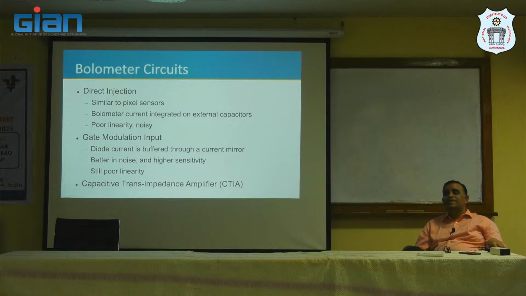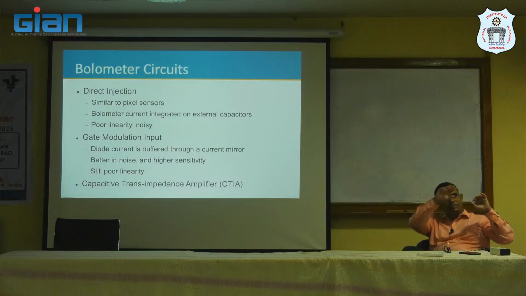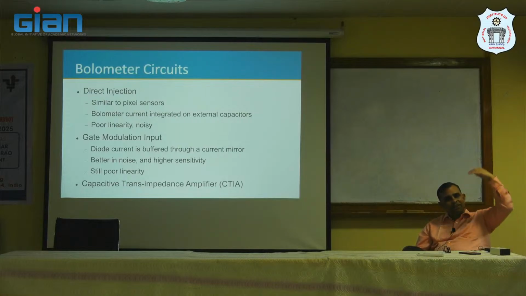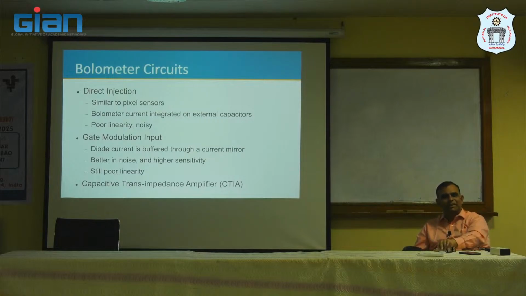So direct injection circuits are very similar to pixel circuits. We designed a pixel circuit in the lab yesterday, right? We had a diode and a few transistors. For bolometers, you can design the same kind of circuit. You take the current produced by the bolometer and integrate it on an external capacitor. Now, in image sensors, we use a diode to measure the current. The diode itself has a capacitance, so we are integrating that current on the diode capacitance.